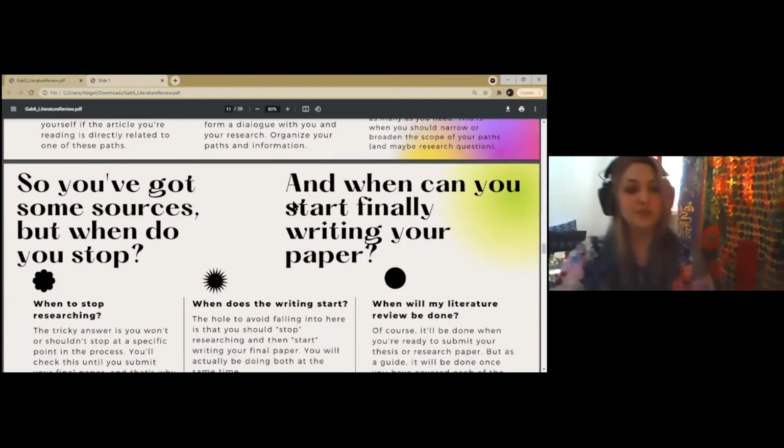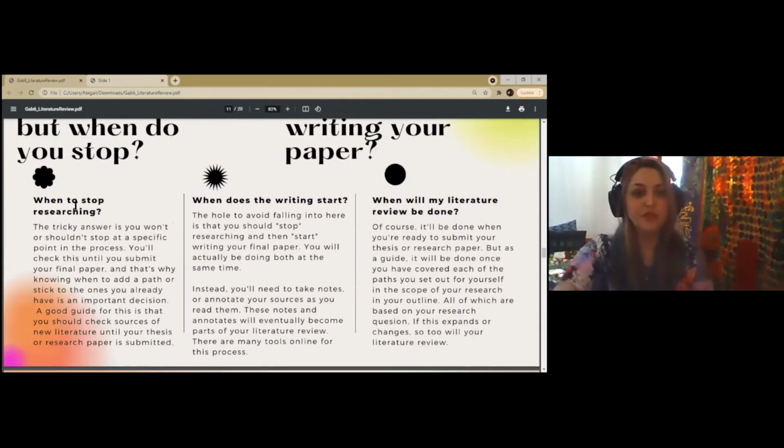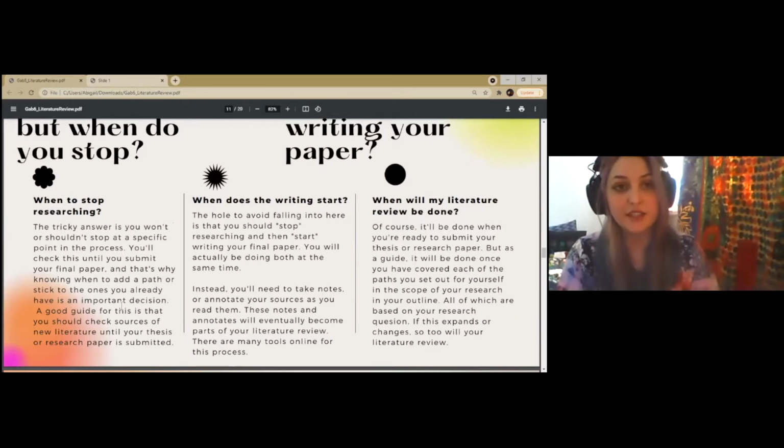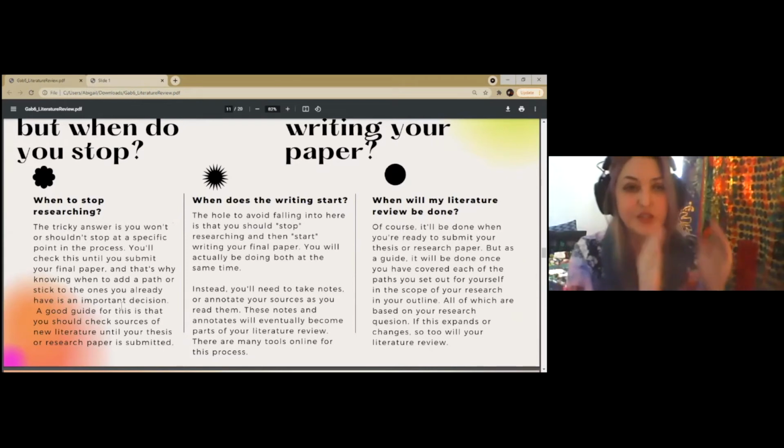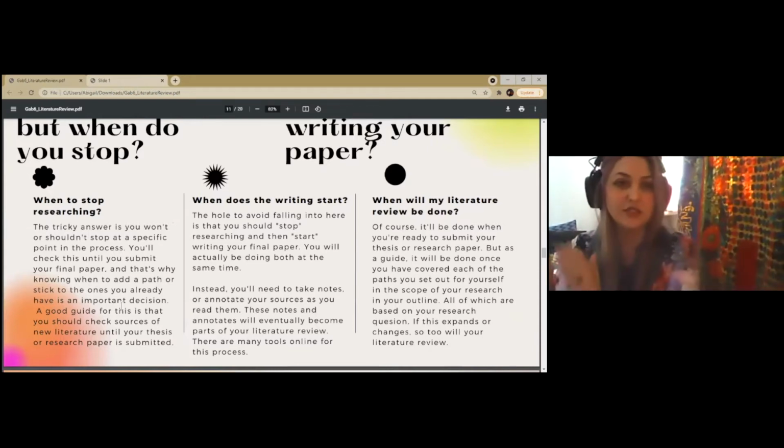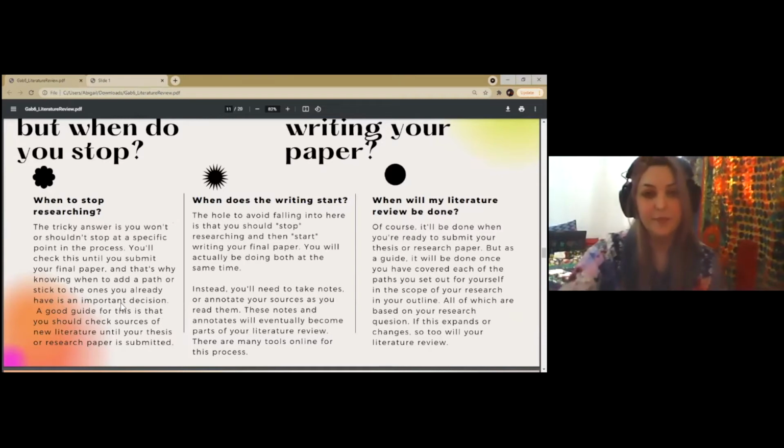So you've got some sources, but when do you stop? The tricky answer is you don't. Like I mentioned, it's a process. But a good guide for this is that you should check the sources of new literature until your paper is submitted. But be kind to yourself, give yourself breaks to stop and think about the sources that you've already summarized, analyzed, thought about first. Don't just keep it as a constant searching process, right?